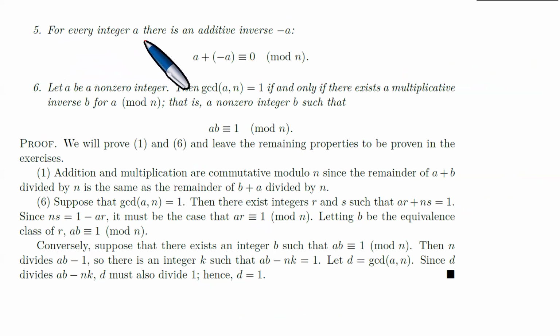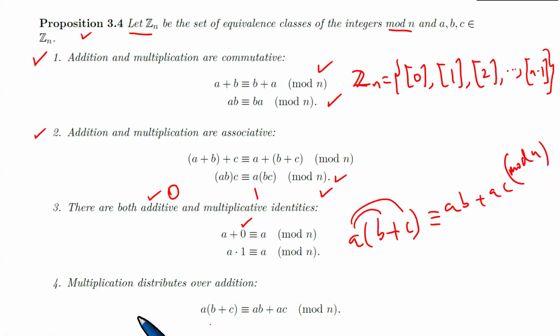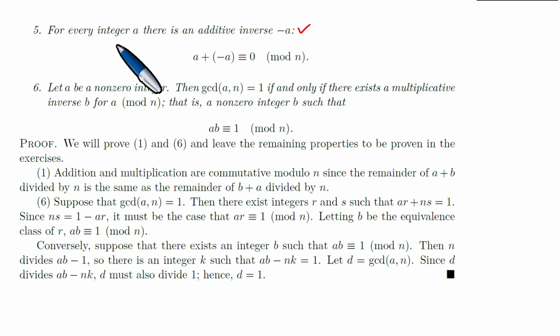5. For any integer A, there is an additive inverse, minus A. Now, this is written in order, because for us to get the inverse, we must first have the identities. We must first have the additive identity and also the multiplicative identity. And then if we have the identities, then we can speak of inverses, right? Because now we say, for any integer A, there is an additive inverse, which is minus A. So the additive inverse of A becomes minus A, and therefore A minus A is obviously equivalent to 0 modulo n.